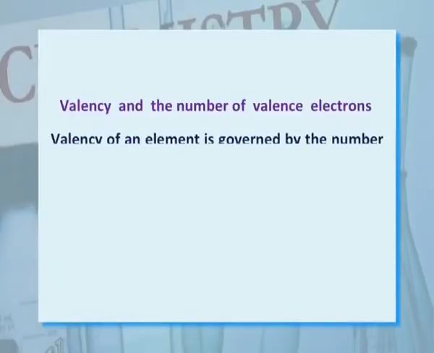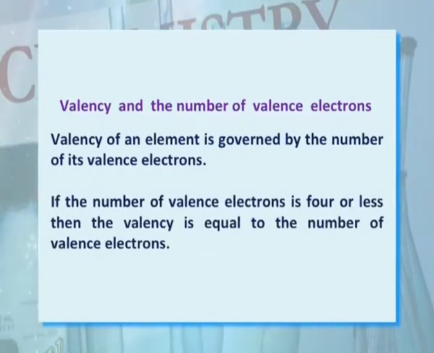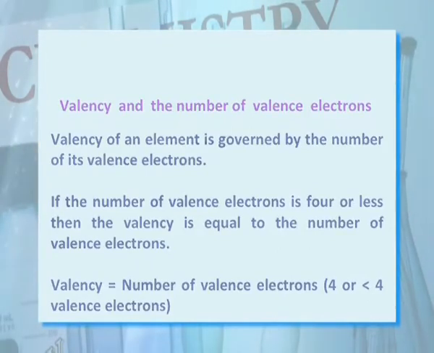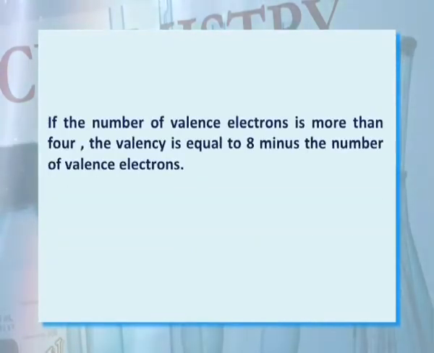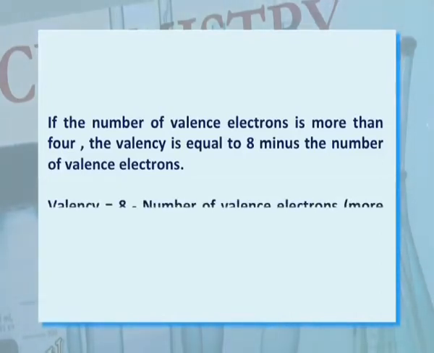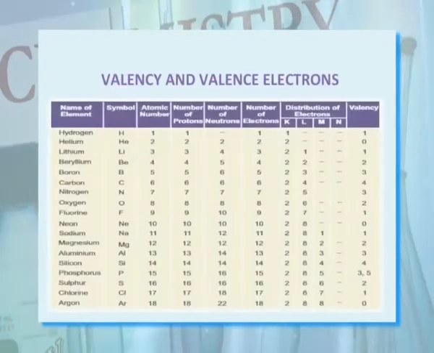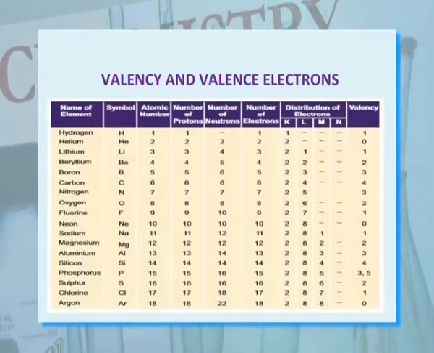Valency and the number of valence electrons are the two important terms. Valency of an element is governed by the number of its valence electrons. If the number of valence electrons is 4 or less, then the valency is equal to the number of valence electrons. If the number of valence electrons is more than 4, valency is equal to 8 minus the number of valence electrons. These are the representation of different elements, their symbol, their atomic number, their valence electrons and the distribution of electrons in different shells.